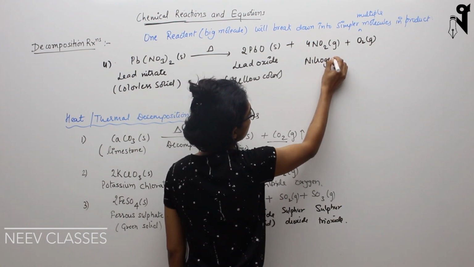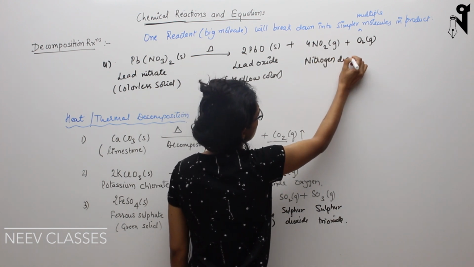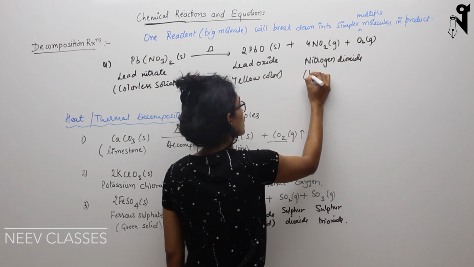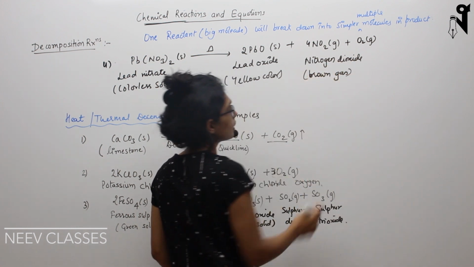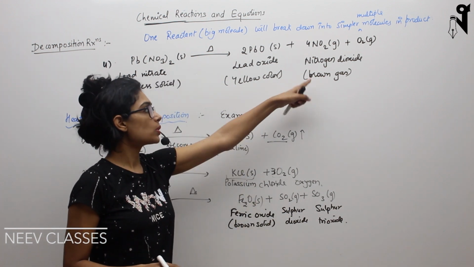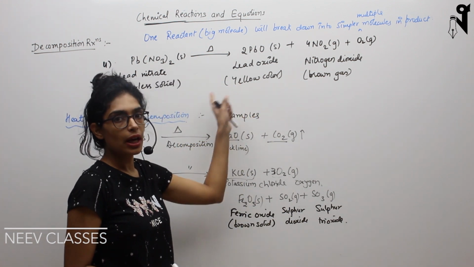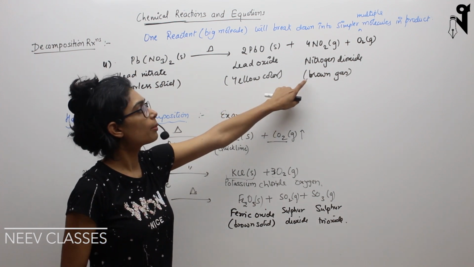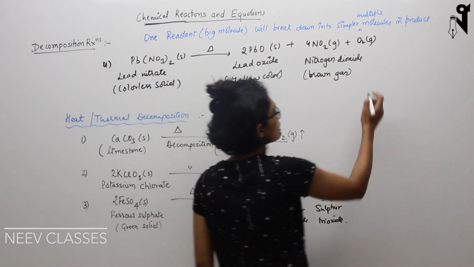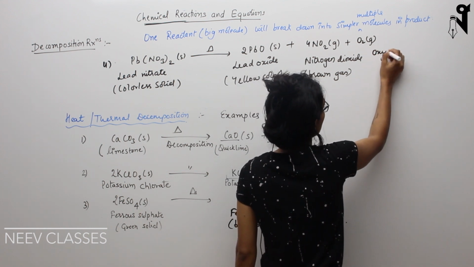nitrogen dioxide, and this is a brown color gas. So it will be quite visible. The brown gas coming out of the test tube is visible. So two visibilities are there when they ask you what is the observation. One is formation of a yellow color solid. Second is formation of the brown gas. Plus oxygen will get released.